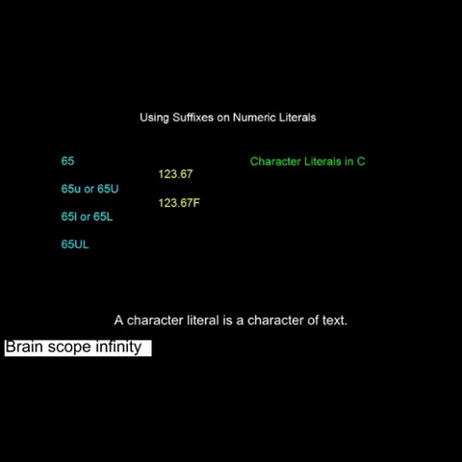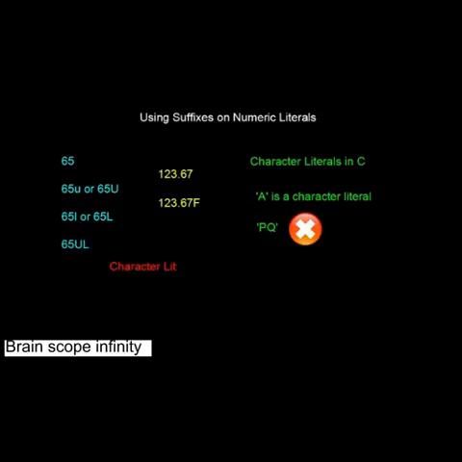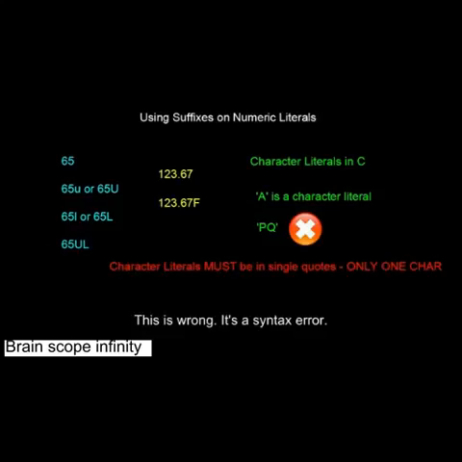A character literal is a character of text. Character literals are written inside single quotes. A literal is internally stored as a number. This number is called its ASCII or Unicode value. This is wrong. It's a syntax error. Only one character can be stored in a pair of single quotes.